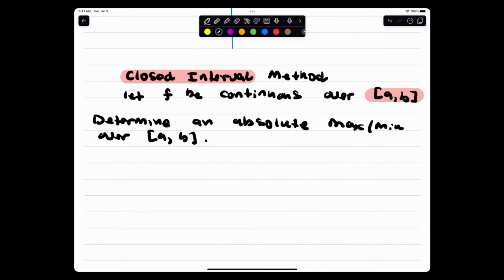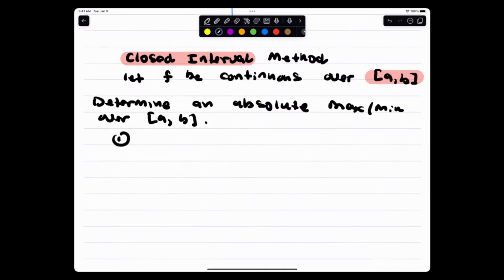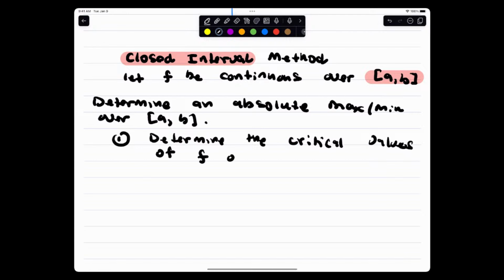So here's what you really have to do. Here's the idea. First of all, you have to determine the critical values of the function f over that interval AB. And that's an open interval, so you guys know, that just means you don't include the endpoints. So, open interval. Okay?